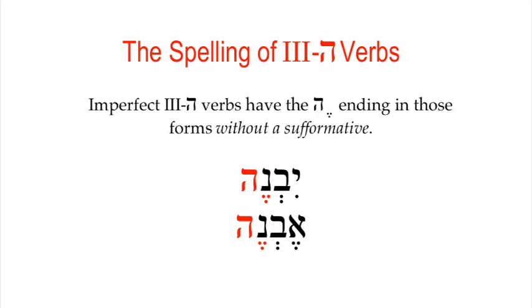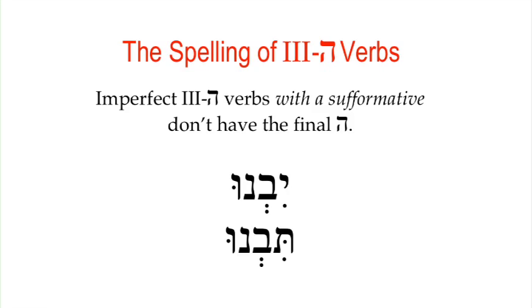Our next weak verb category is the third He weak verb. Third He. Look at your screen with me. Imperfect third He verbs have the Segol He ending in those forms without a subformative. Look at the screen with me. Yivneh, Evneh. Five imperfect forms do not have subformatives. Five imperfect verbs do have subformatives. In those five imperfect verbs that do not have subformatives, each imperfect verb will end in Segol He. This Segol He is diagnostic of the third He weak verb class.